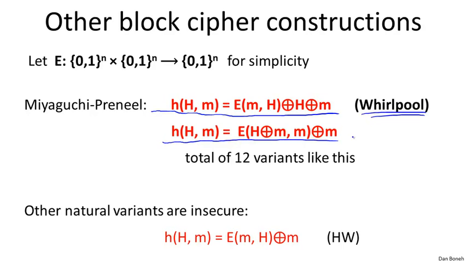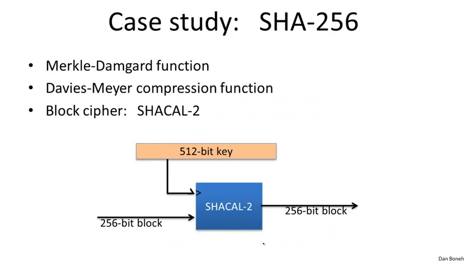But there are also many, many variants of this, like we saw in the previous puzzle, that are not collision resistant. So here's another example that's not collision resistant, and I'm going to leave it as a homework problem to figure out a collision for this construction. So now basically we have all the ingredients to describe the SHA-256 hash function.